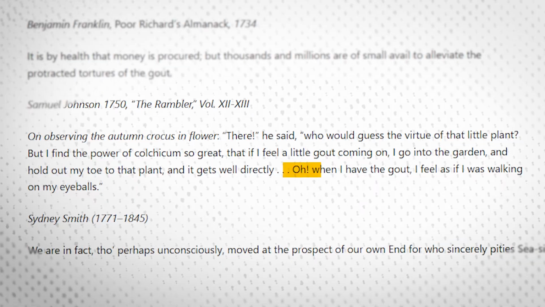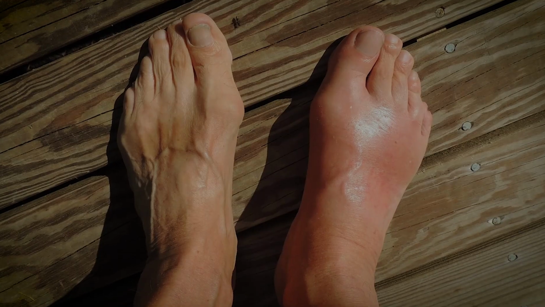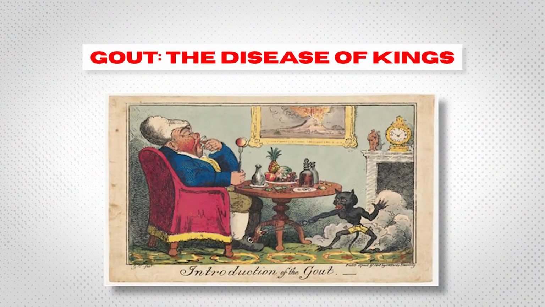You know a condition is bad when it was once described in the early days as more painful than walking on eyeballs. So during the historical early days, gout was a disease that predominantly affected the rich. It was described as a disease of kings.